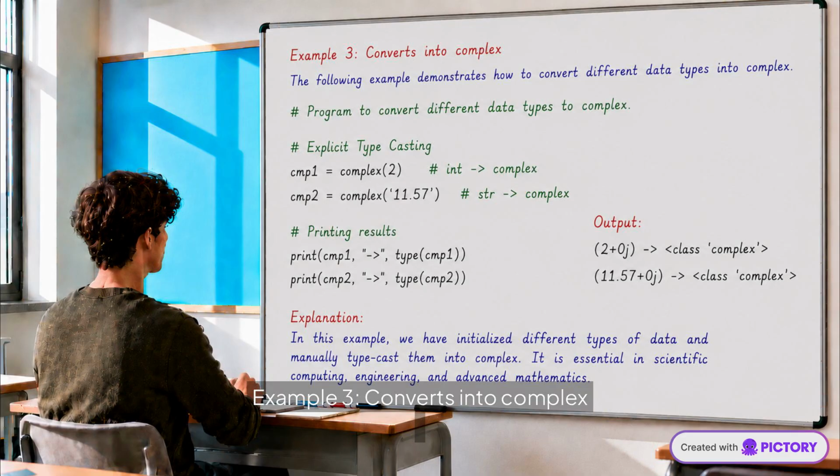Output. (2+0j), <class 'complex'>, (11.57+0j), <class 'complex'>. Explanation. In this example, we have initialized different types of data and manually typecast them into complex. It is essential in scientific computing, engineering, and advanced mathematics.